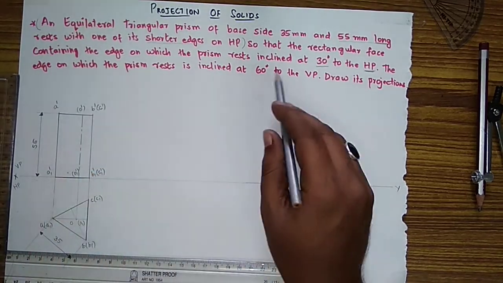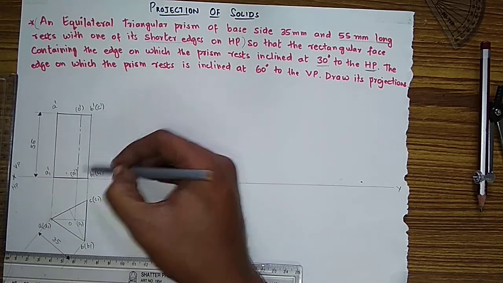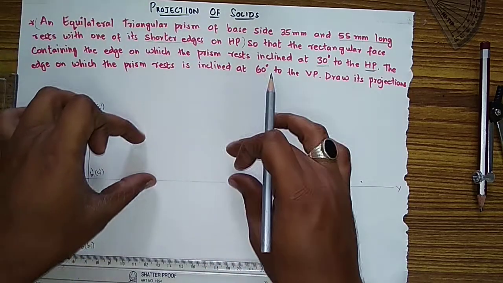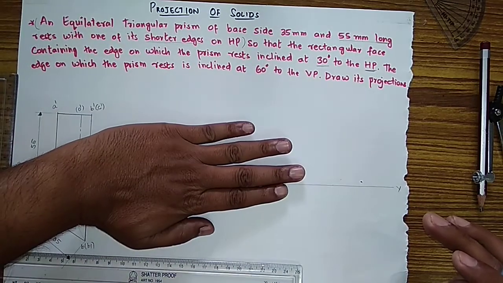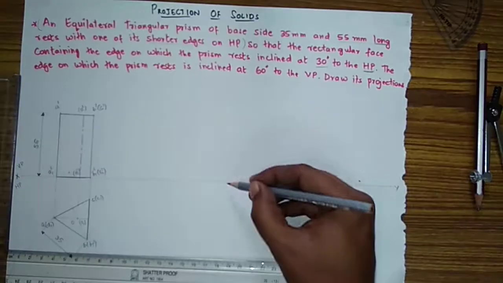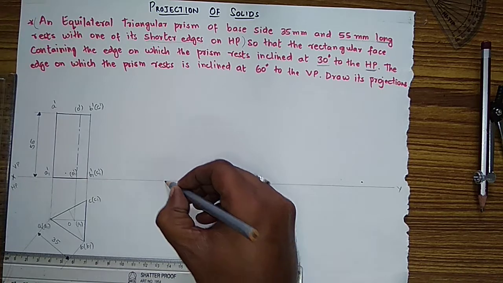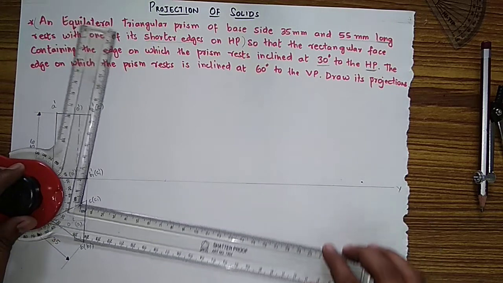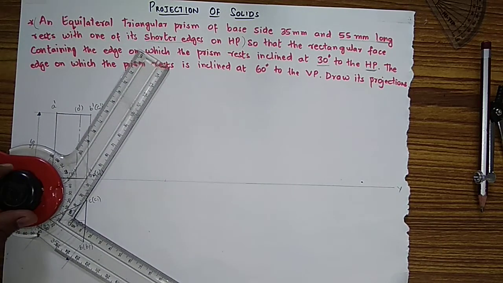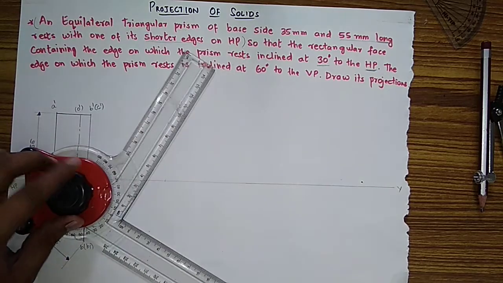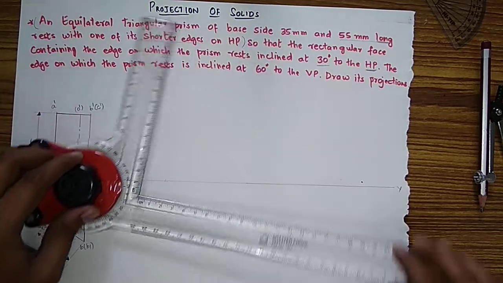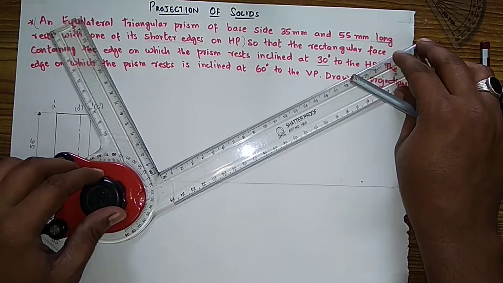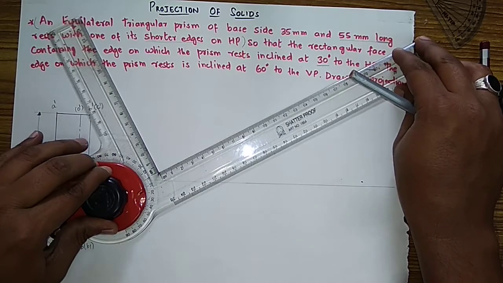This prism rests inclined. Means the 30 degree angle is given to this rectangular face. Suppose this prism is 30 degrees inclined like this. How to do this? I am showing you. Take a point, and with the help of your mini drafter, measure the given angle, 30 degrees. Sorry, I have taken it downward like this. You have to take 30 degrees. I have taken 30 degrees.